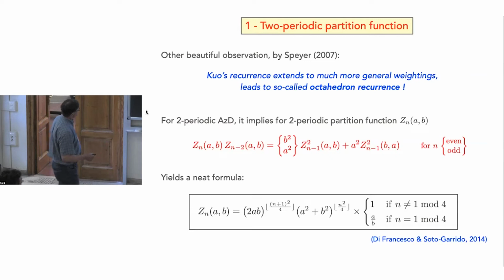The Kuo quadratic recurrence for the two periodic case yields this quadratic recurrence. And in turn, this yields a very neat formula for the partition function of the two periodic Aztec diamonds. And again, to my knowledge, this was first given by Philippe and Rodrigo in 2014. Very simple formula.